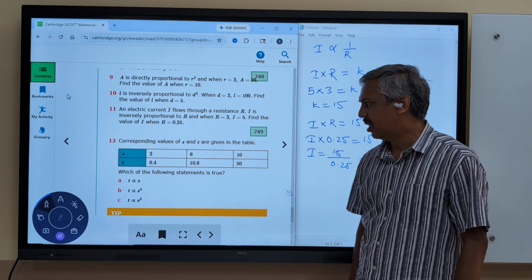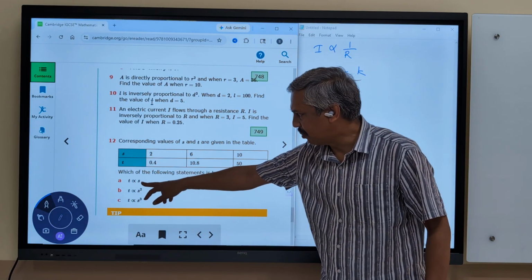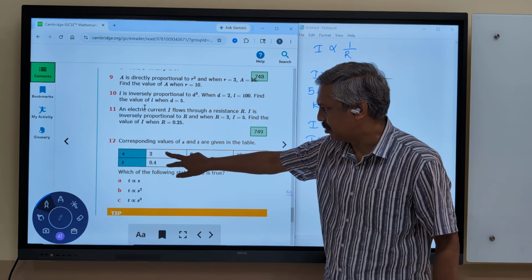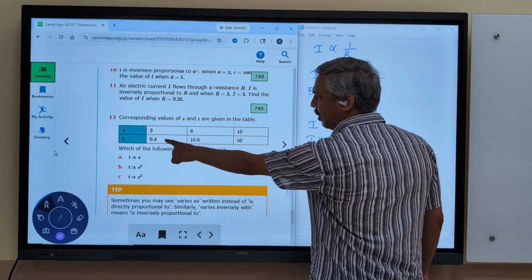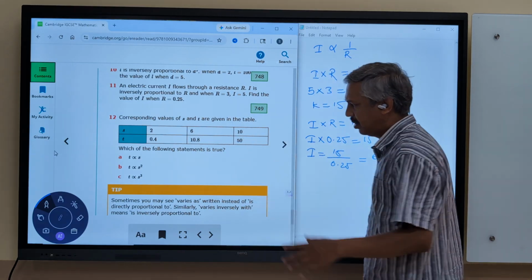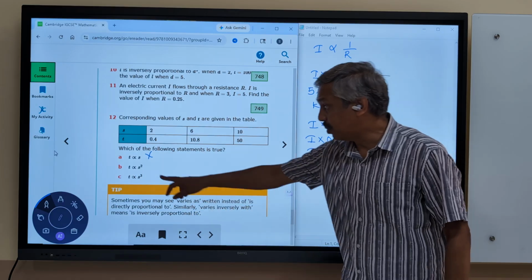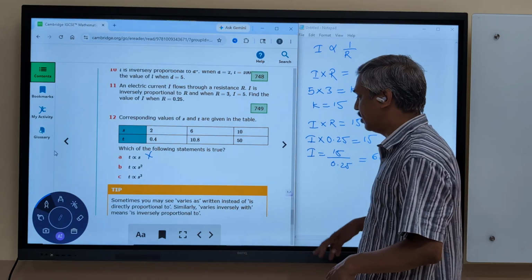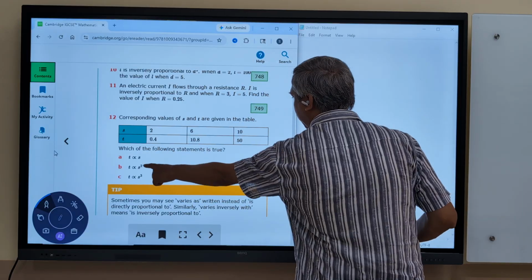The tables are given. Which of the statements are true? T is proportional to S. Let's check if they are proportional. If they are proportional, their ratios must be constant. So 2 upon 0.4 and 6 upon 10.8, they are not proportional. This is surely not true. T is proportional to S square. Now we'll have to check this. We'll have to check T and S square.